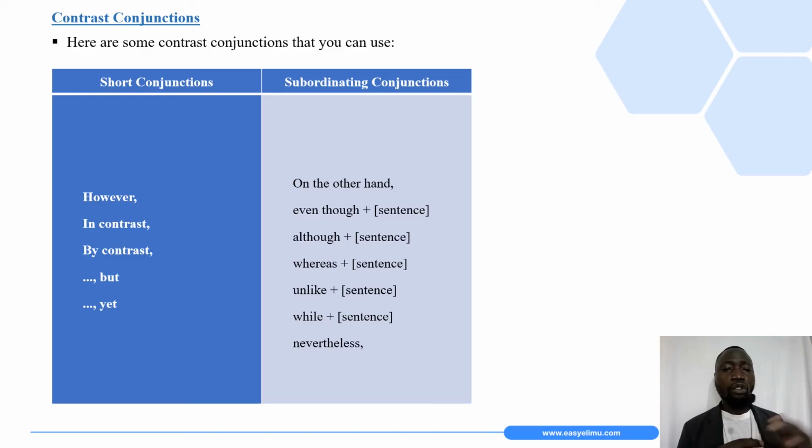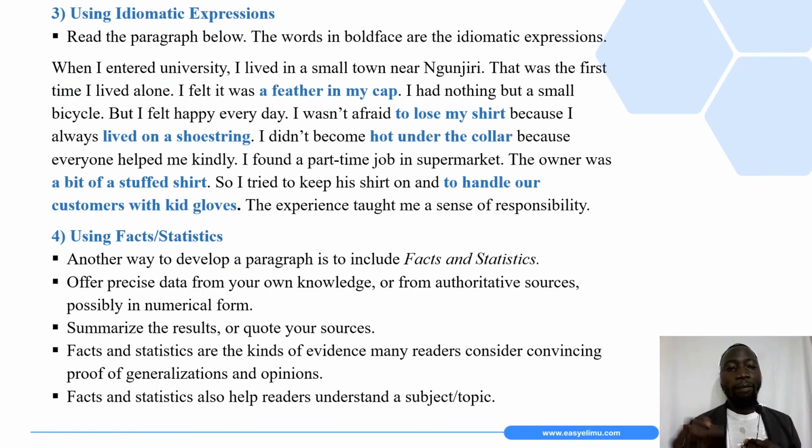We can also use some subordinating conjunctions such as on the other hand, even though plus a sentence, although plus a sentence, whereas plus a sentence, unlike plus a sentence, while plus a sentence, and you can also use nevertheless to show contrast in a paragraph. So the third device that you can also use to make an effective paragraph is using idiomatic expressions.